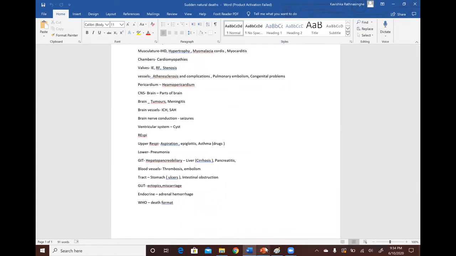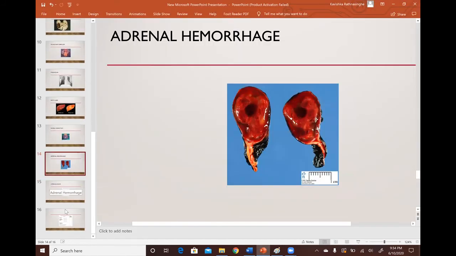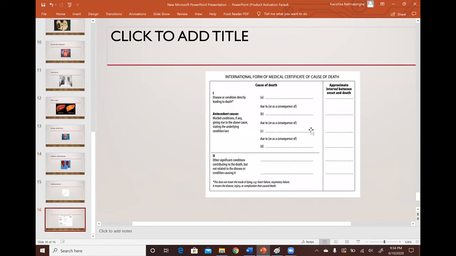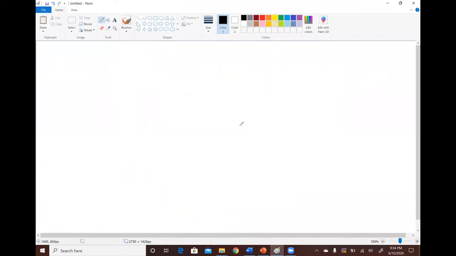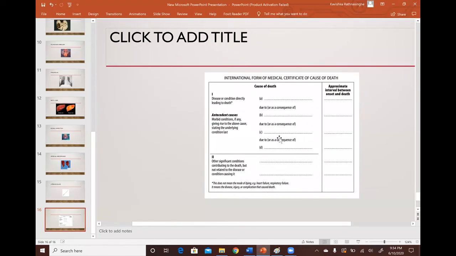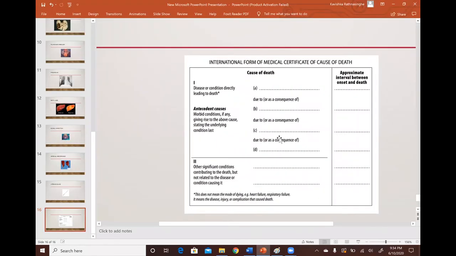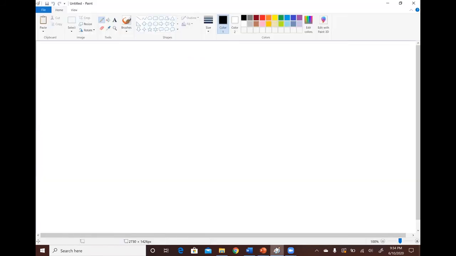And then lastly, I'm going to talk about the WHO cause of death format. Okay, so this is very important. They can ask you this in any exam. So the WHO cause of death format is written in this way.